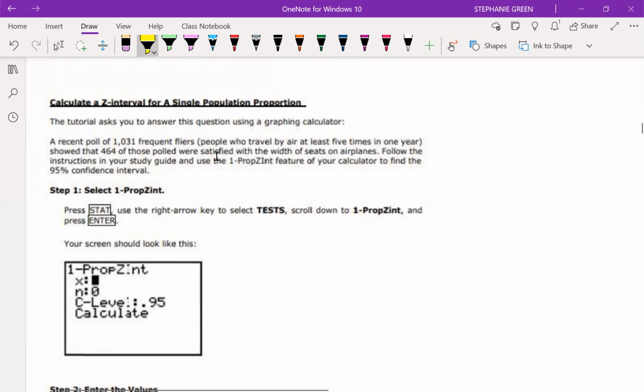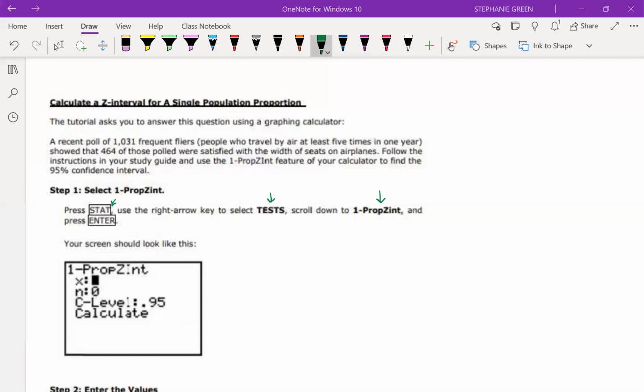So this is the function in our calculator we're going to use. To decipher this, "1 prop" means that we have one sample here. We're trying to estimate the population proportion. Z means we're using a Z star or a normal approximation. And INT means we're looking for a confidence interval. So to get to that function in our calculator, the instructions are right here. We're going to click the stat button, and then we're going to move over to tests, and then scroll down to one prop z-int and hit enter. So let's do that.